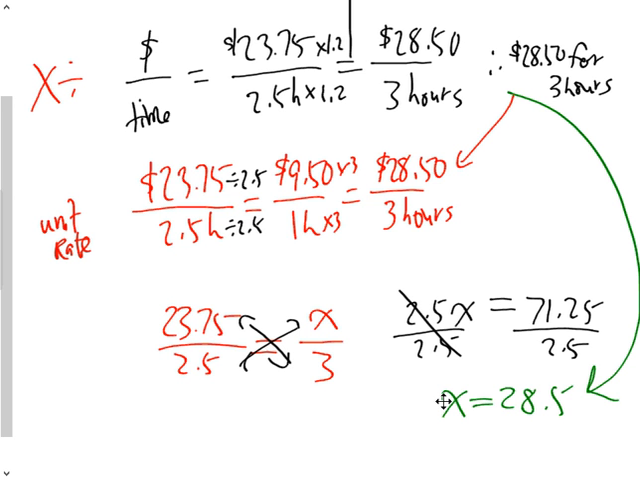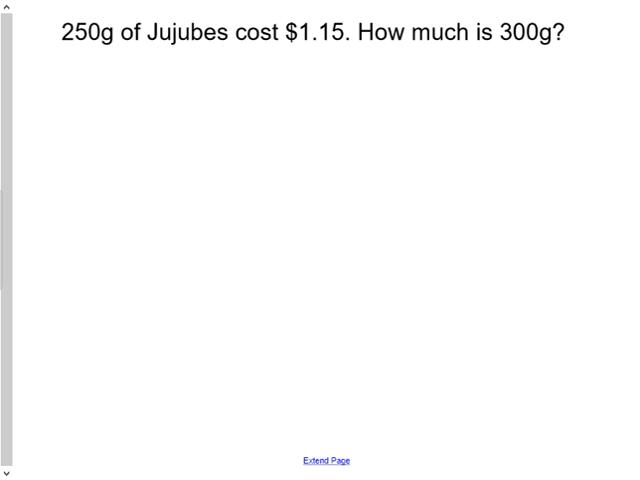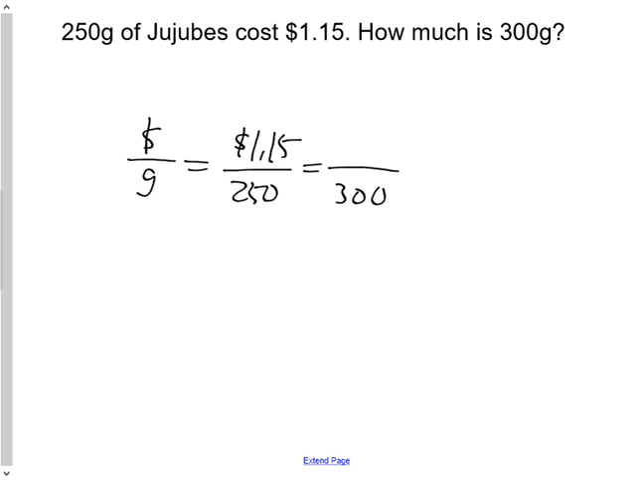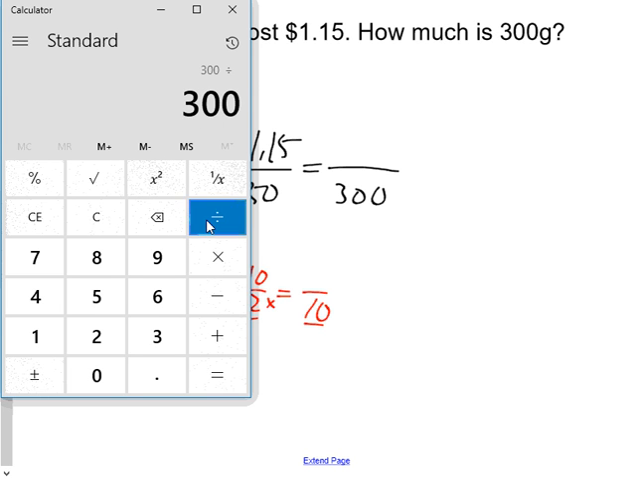Okay. And your final question: 250 grams of jujubes cost $1.15. How much is 300 grams? So we're going to go to the rate of dollars to grams, or dollars to mass. $1.15 to 250 is equal to how much for 300? If we use the multiply-divide method again, the easiest way to do it is to think of an easier question. How do I figure out what I multiplied it by? I took this divided by this. So, as in the other question, 300 divided by 250 is my multiplier, which is 1.2 again.